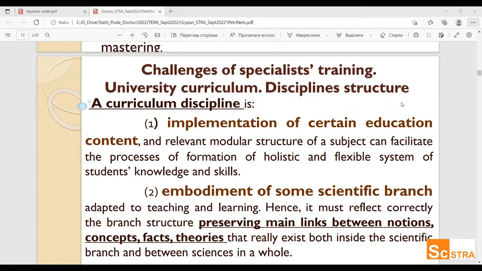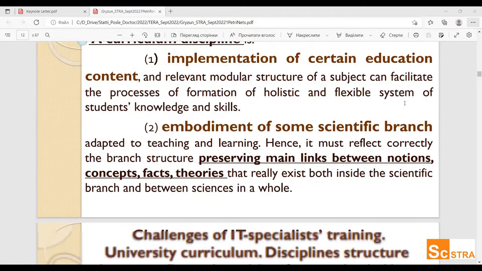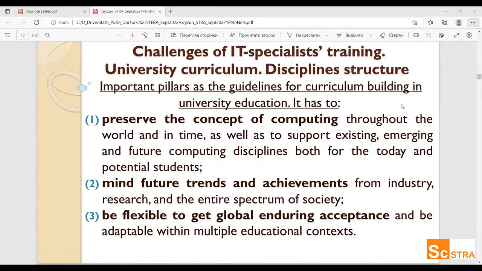Hence, it must reflect correctly the branch structure, preserving main links between notions, concepts, facts, theories, which really exist both inside the academic branch and between sciences as a whole. It causes challenges of specialist training. For example, if we talk about IT specialist training, we have to mind that there are important pillars as the guidelines for curriculum building in university education.